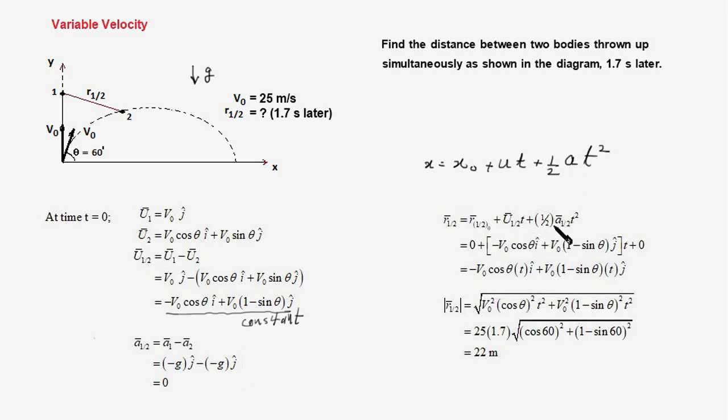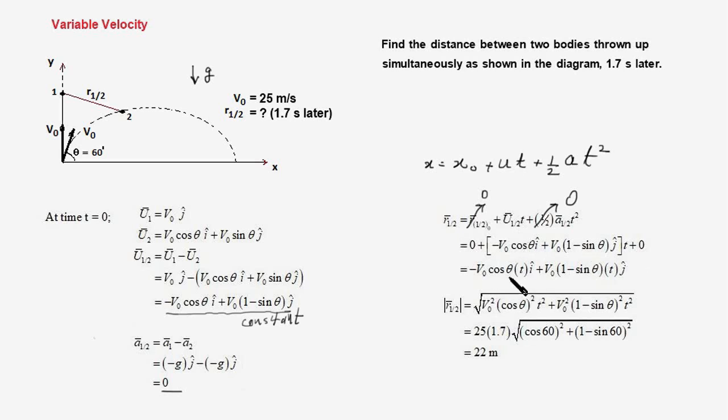Now in this particular case, as we found out here, the relative acceleration is 0, so this term would become 0. The relative displacement at t is equal to 0 is also 0, so this term also is 0. So the relative displacement at time t would be equal to the initial relative velocity, which remains constant, times t.